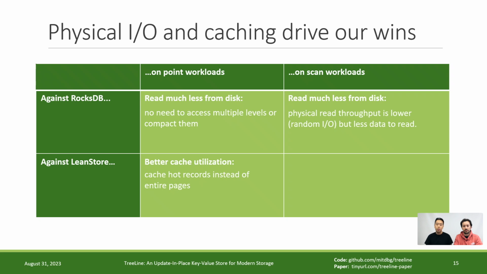Against LeanStore, what's very interesting is that we have very similar designs structurally, but the reason why Treeline is able to do much better is because of this key idea of page grouping. Since we co-locate logically consecutive pages together physically on disk, we're able to make much larger reads from disk, and this allows us to achieve a much higher physical throughput, which leads to the better performance relative to LeanStore, which needs to read small, scattered pages on disk.